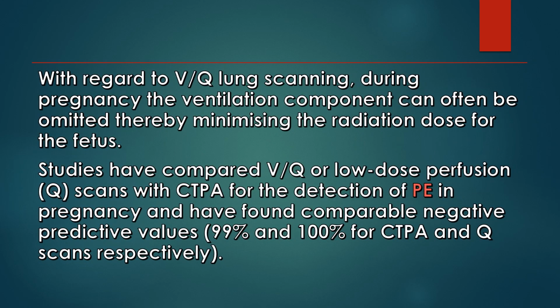With regard to ventilation perfusion lung scanning during pregnancy, the ventilation component can often be omitted, thereby minimizing the radiation dose for the fetus. Studies have compared ventilation perfusion or low-dose perfusion Q scans with CTPA for the detection of pulmonary embolism in pregnancy and have found comparable negative predictive values, 99% and 100% for CTPA and Q scans respectively.